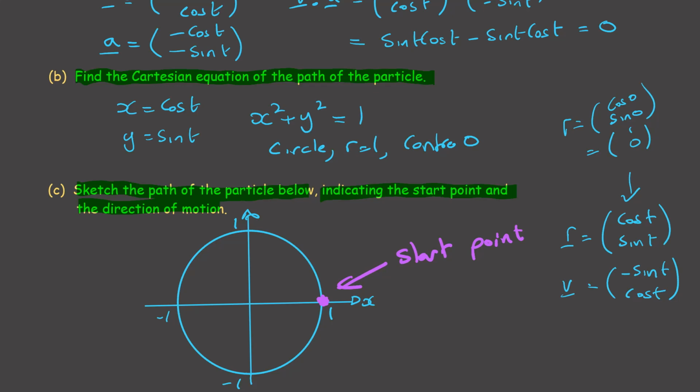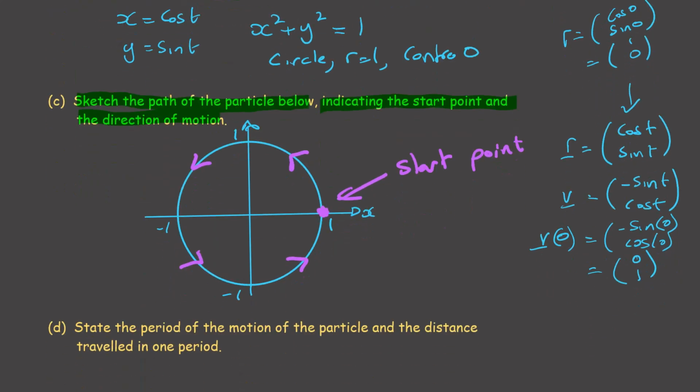And then let's think about what happens if we think about v of 0. That's going to be (negative sine 0, cos 0), which is (0, 1). So that would be travelling upwards, and that suggests to us that the particle is going to go around in this direction, except I've drawn that last one the wrong way around. There we go.